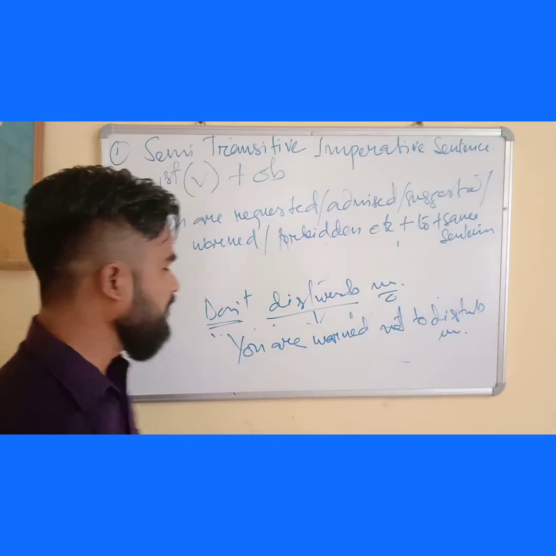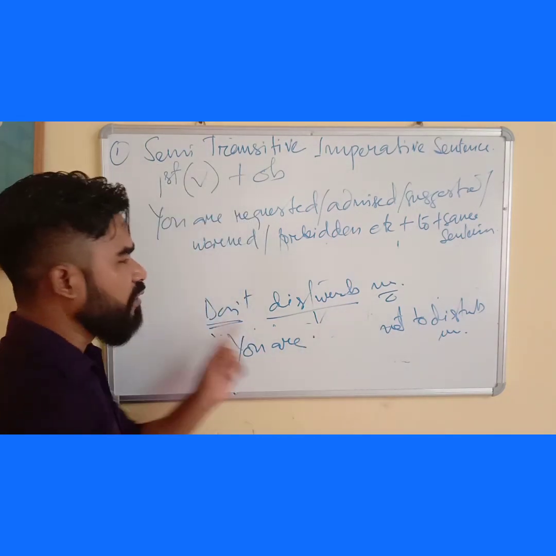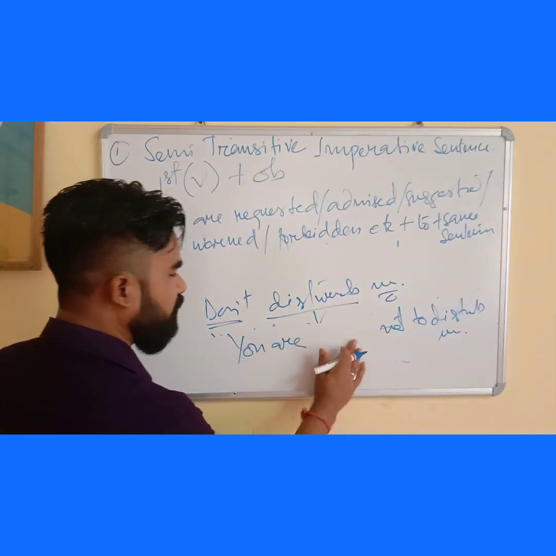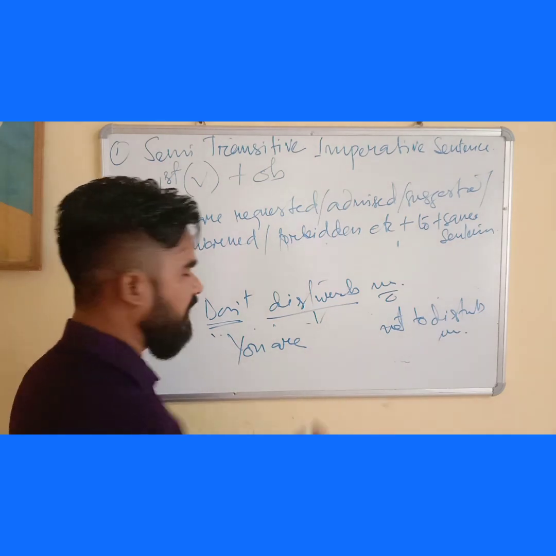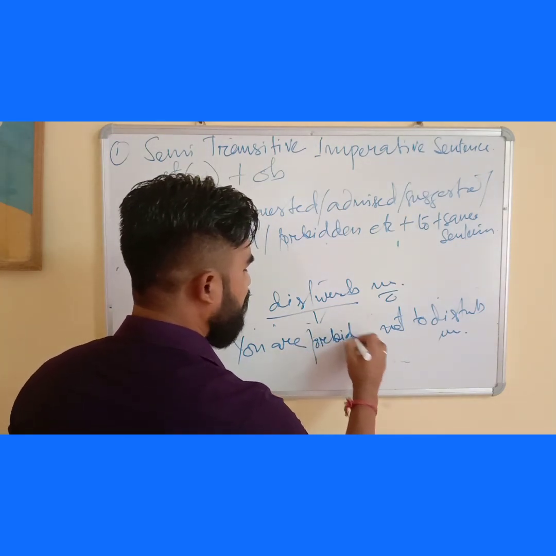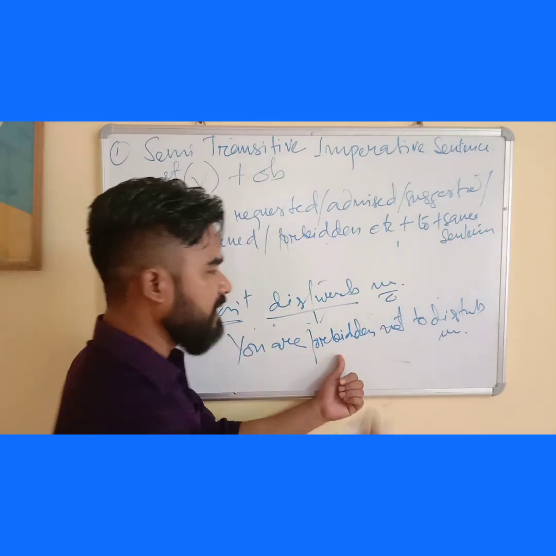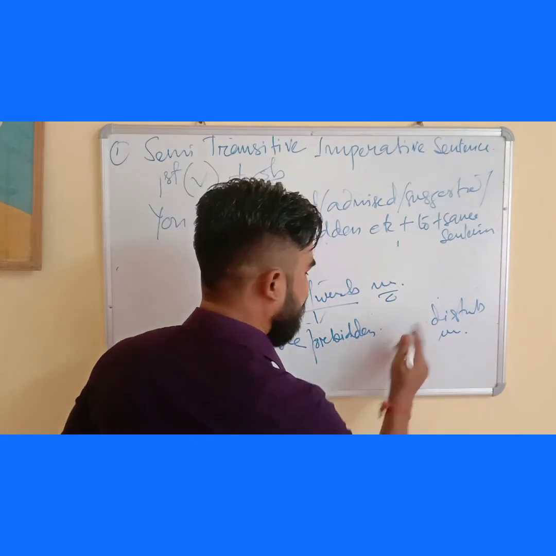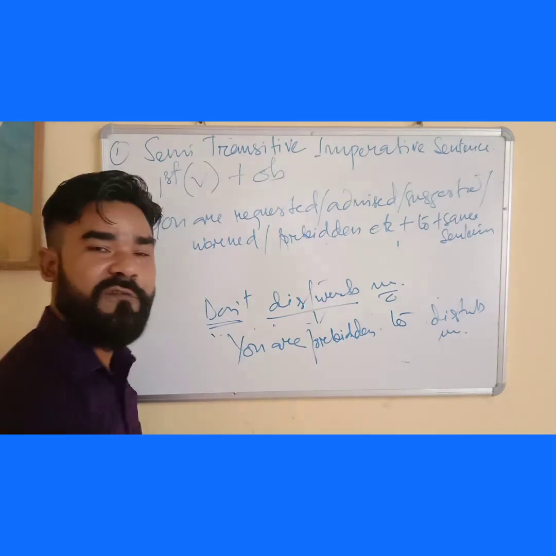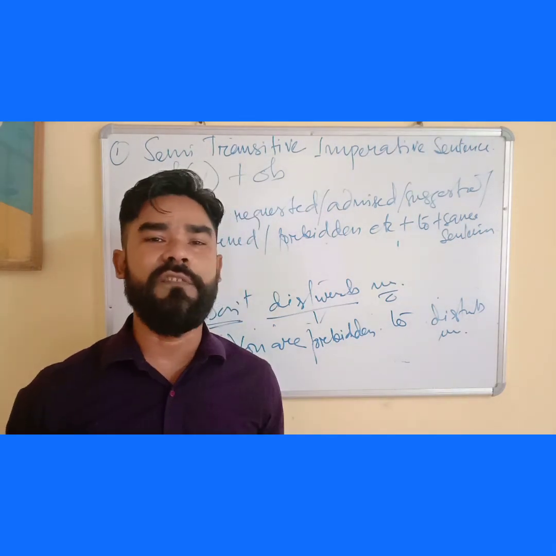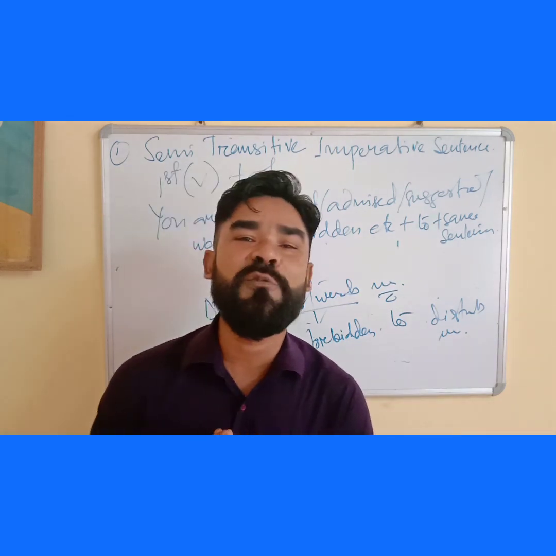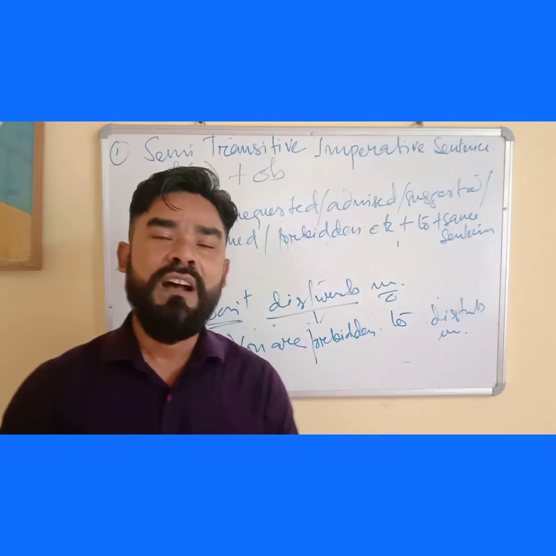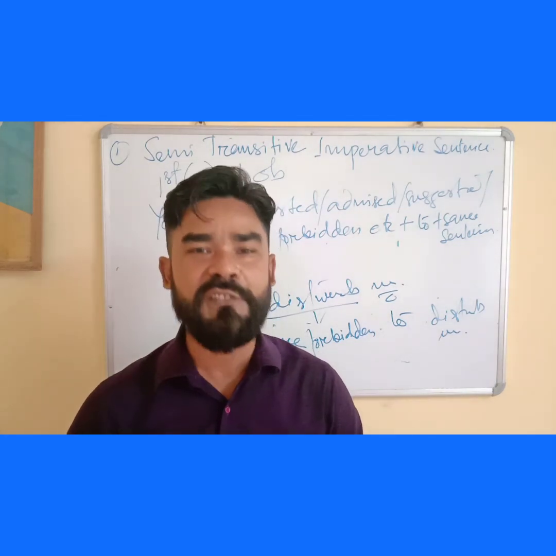Now, another sentence we can write. "Don't disturb me" is a kind of forbidding. Forbid means to stop someone from doing anything. Now if I use "forbid" in the third form, "forbidden", "you are forbidden", then the "not" will be removed, because "forbid" itself means to stop someone, to prevent someone. So you can write, "You are forbidden to disturb me," which means you are prevented from disturbing me. So here, my dear friends, we have come to the end of the transitive, intransitive and semi-transitive imperative sentences, and how we can do voice change. This is applicable for voice change only.